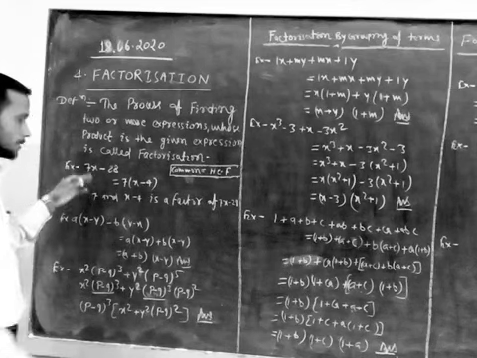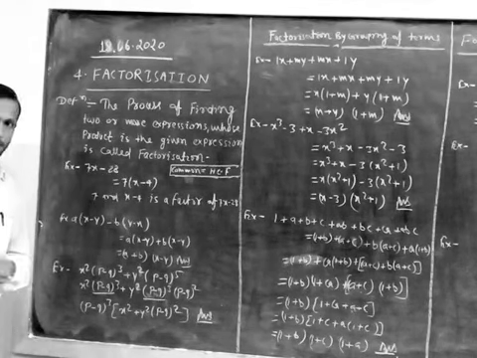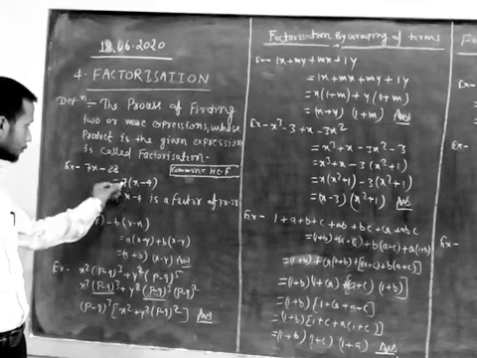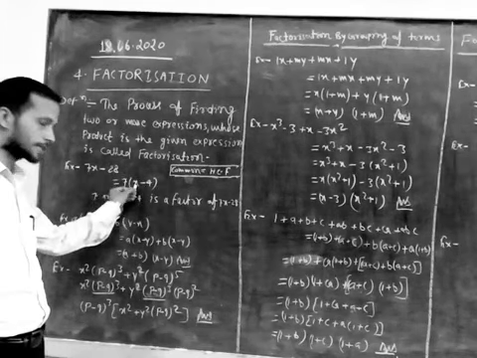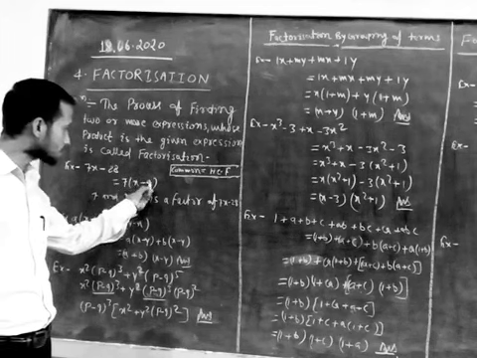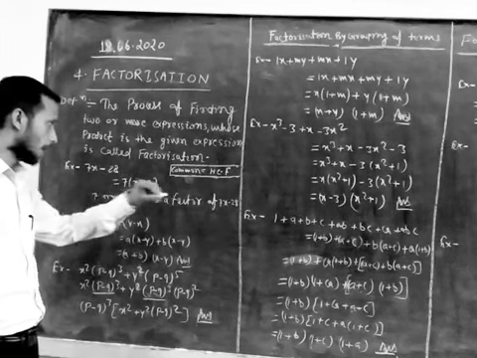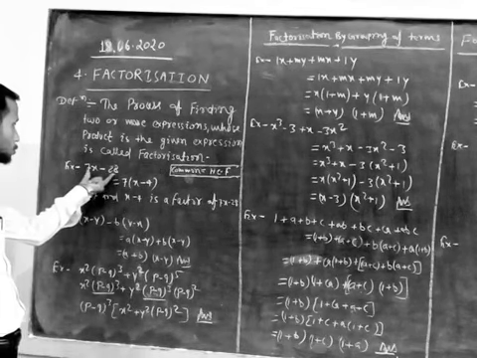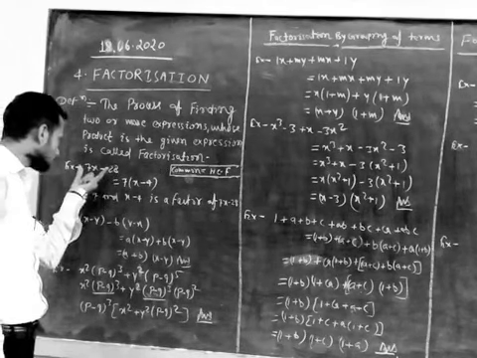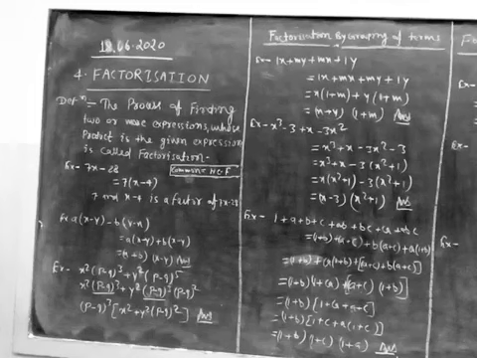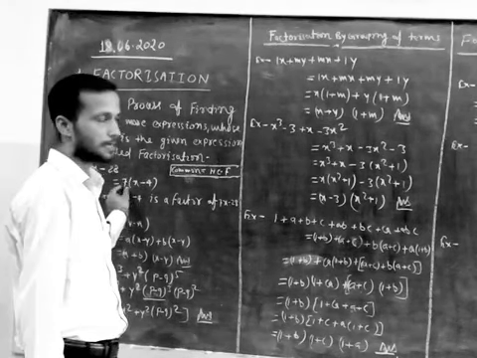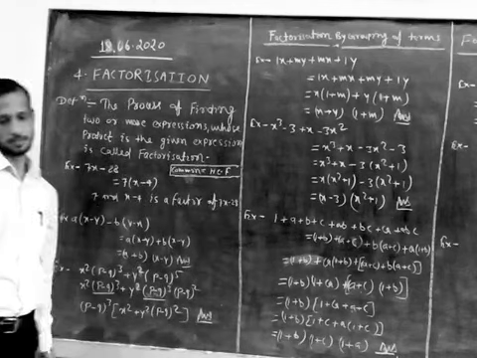For example, 7x minus 28. 7 is common: 7 into (x minus 4). 7 into x is 7x, and 7 into minus 4 is minus 28. And the common factor, that is the HCF, of these two given terms is 7.